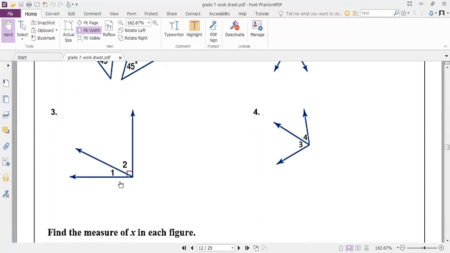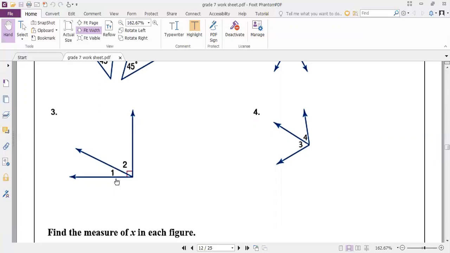They are adjacent. And why are they adjacent? Because you have a common vertex, a common side, and outer arms in different directions. Again, we have a common vertex, a common side, and outer arms in different directions. Repeat that inside yourself. I can see the three conditions here for angle 1 and angle 2.